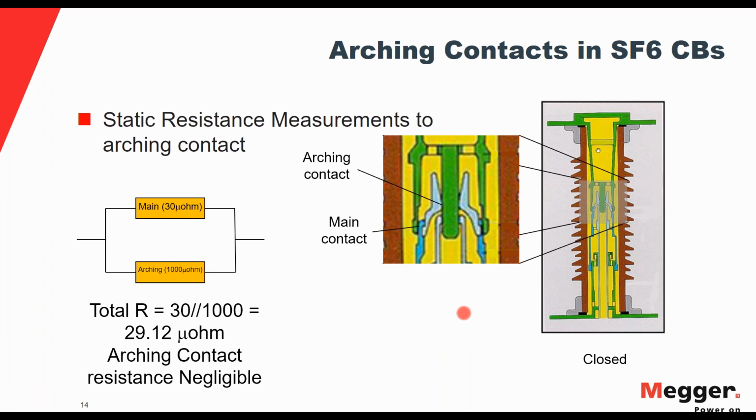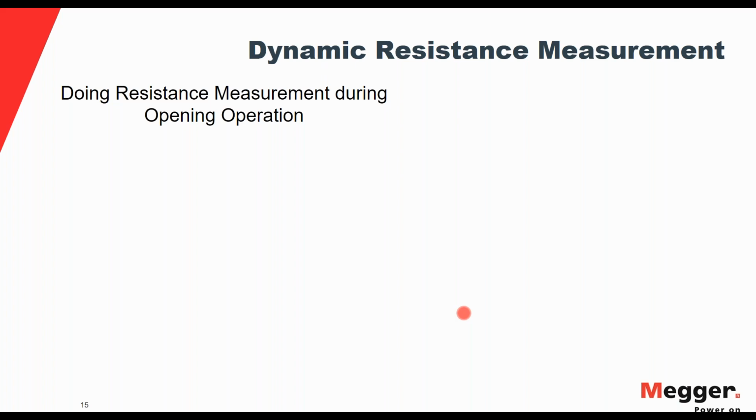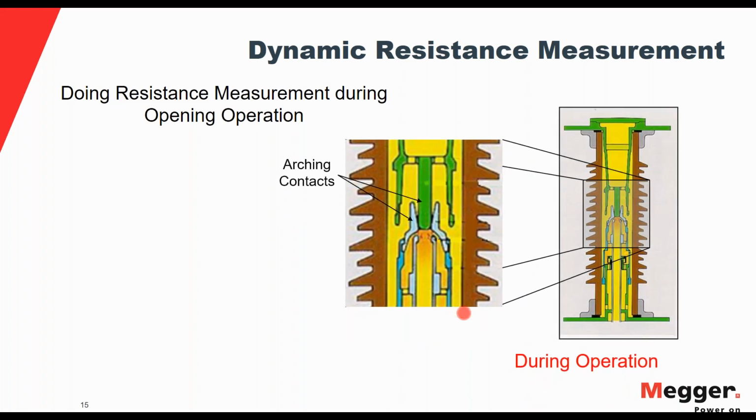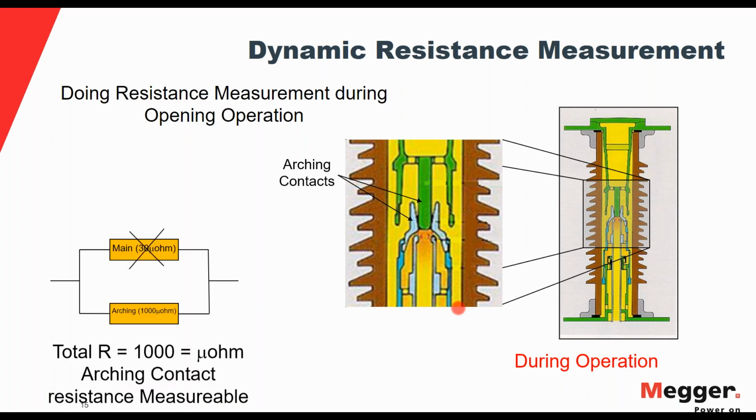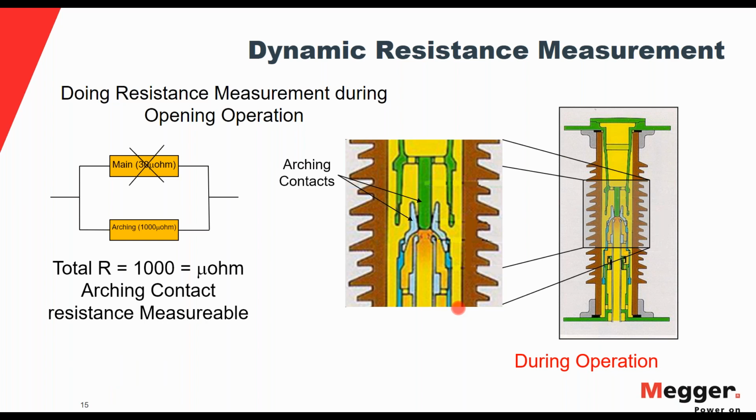So how do you do that? You do that using something called dynamic resistance measurement. Basically, you try to cancel out the value of the main contact. You try to open the breaker, and once only the arcing contacts are touching each other, you capture the measurement. So in that case, if there is an increase in the arcing contact resistance, you can really measure it.